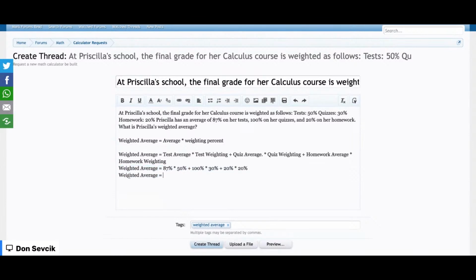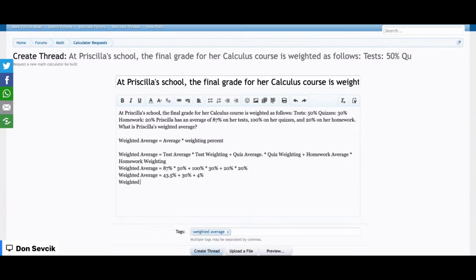Now what we got to do is take each piece. So 87% times 50% is what? 43.5%, plus 100% times 30%. So there's no reduction, which is great. 30%, right? Because there's no reduction. Plus 20% of 20%, 4%. Plus 4%. Weighted average equals, now we add all these up. 30 and 43.5 is 77.5%.